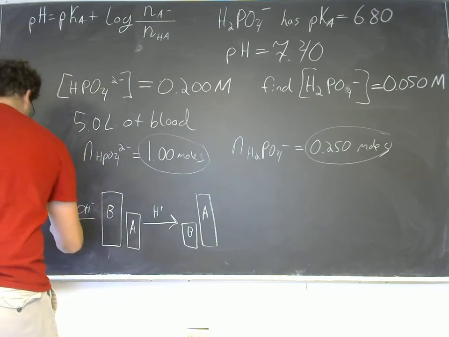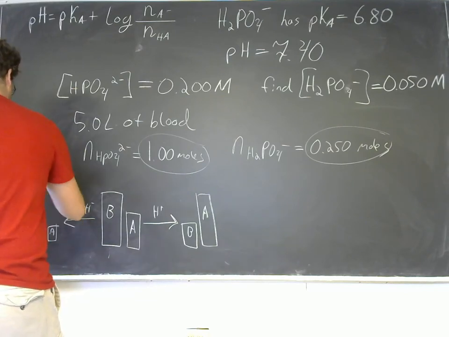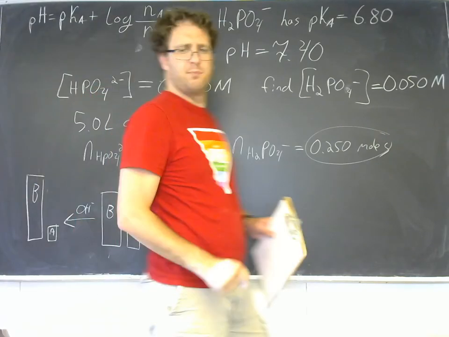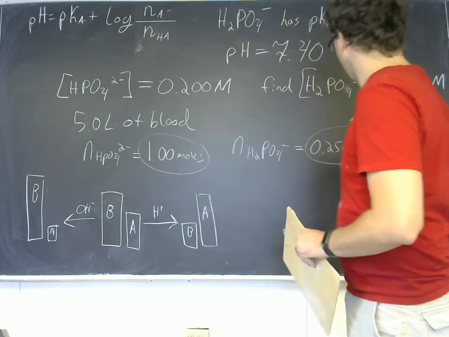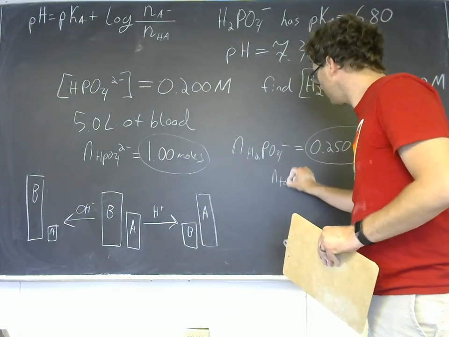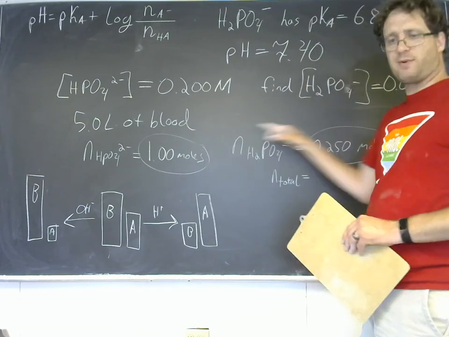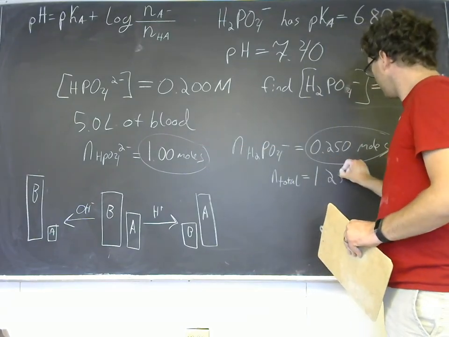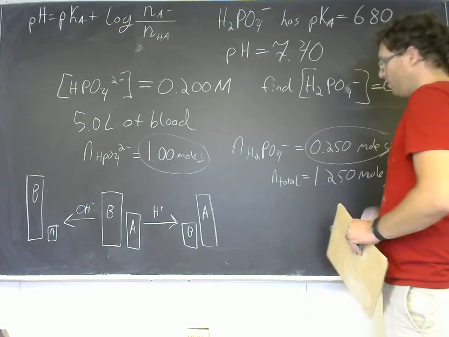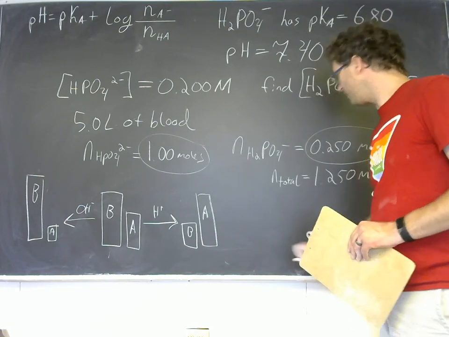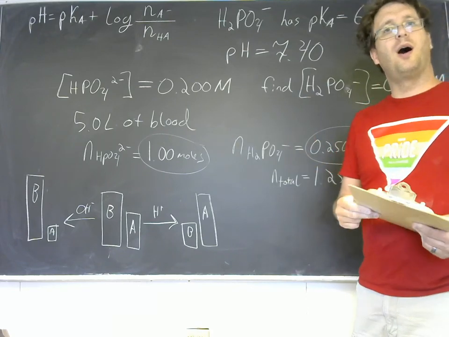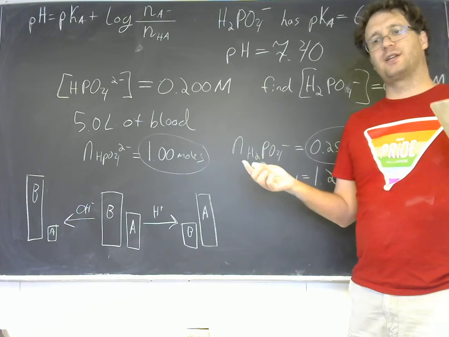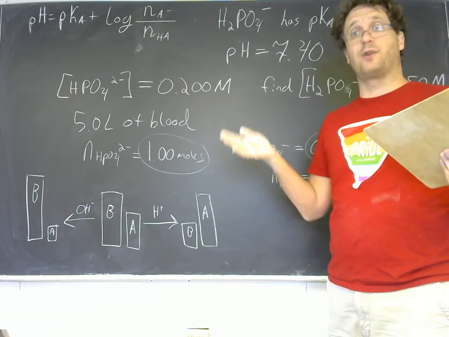And if I add OH-, then the amount of acid will go down even more, and the amount of base will go up. But the total number of moles stays constant. And so I can say here N total is the sum of the two. It's 1.250 moles. So if I want to know where the buffer capacity is broken, that's where this ratio gets out of sync such that it's a ratio of 10 to 1.